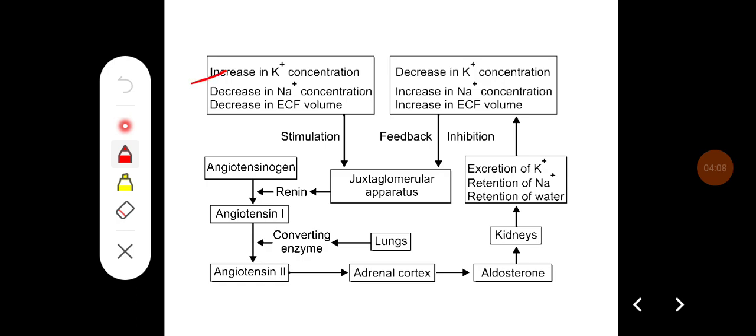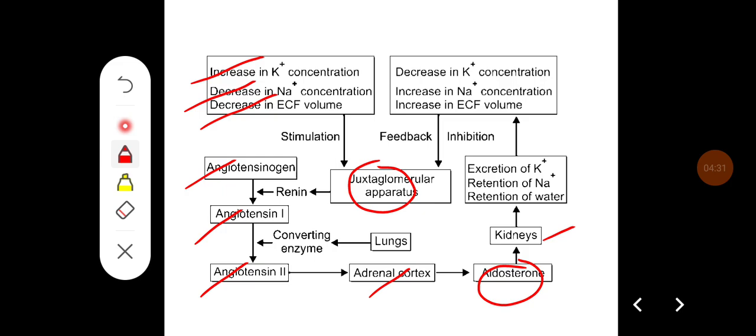So whenever there is an increase in potassium concentration, decrease in sodium concentration, or decrease in extracellular fluid volume, it stimulates the juxtaglomerular apparatus to produce renin. Angiotensinogen gets converted into angiotensin 1, then angiotensin 2. Then it stimulates the adrenal cortex to produce aldosterone. Aldosterone acts on the kidney, and it helps in the excretion of potassium, retention of sodium, and retention of water. Thus it decreases potassium concentration, increases the sodium levels, and increases ECF, which by feedback controls the juxtaglomerular apparatus.